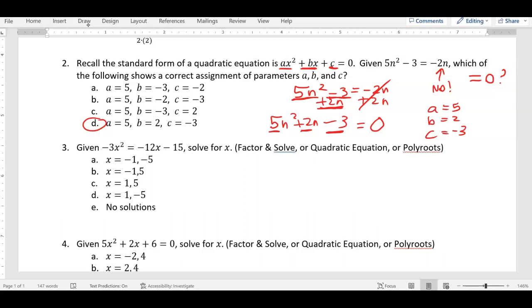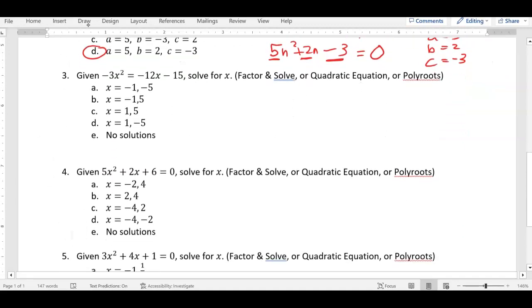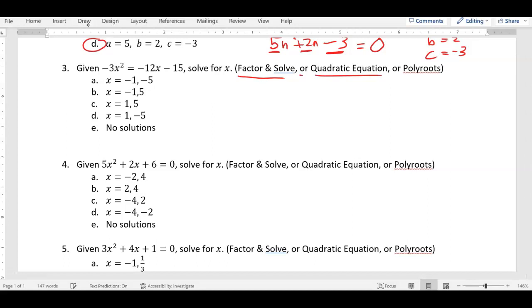All right, number 3. Okay. Now for 3, 4, and 5, all of these you can either factor and solve, or use the quadratic equation, or use polyroots. So on these, we're just going to use polyroots. Remember, that's menu 3, 3, 1. You got to plug in A, B, and C into the boxes. Okay, and then you get your answer.